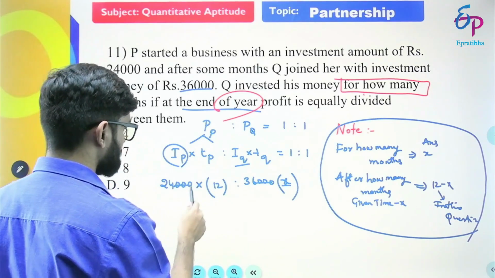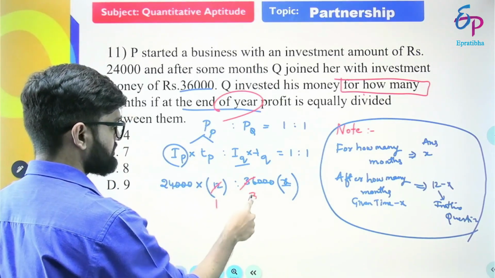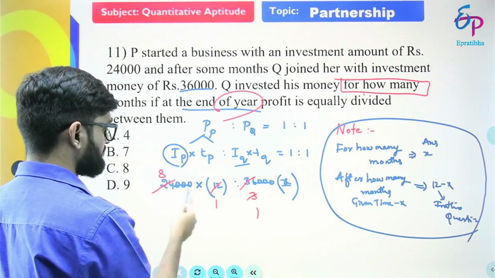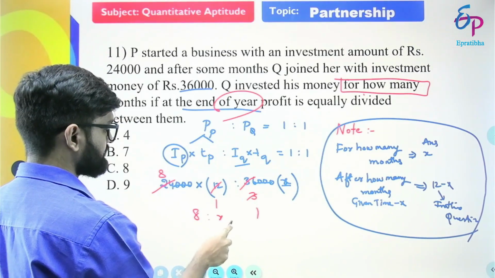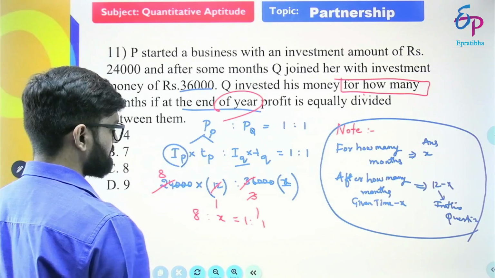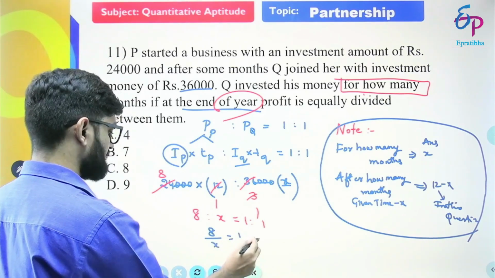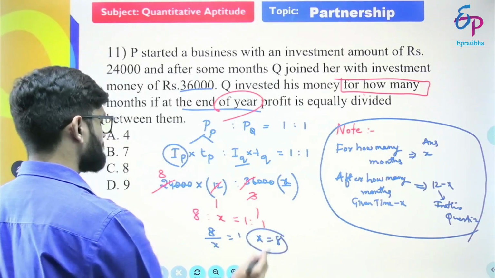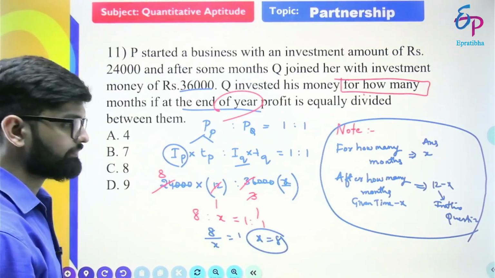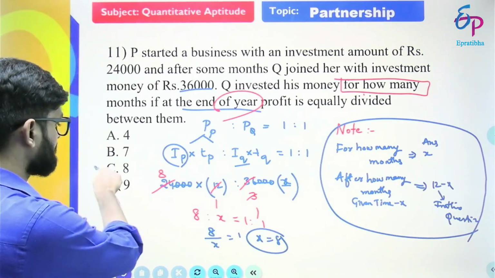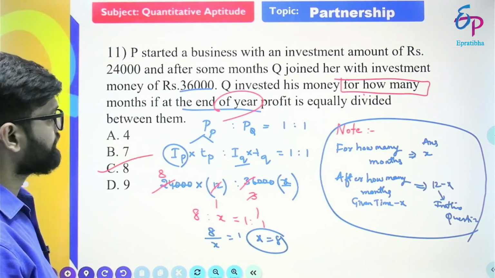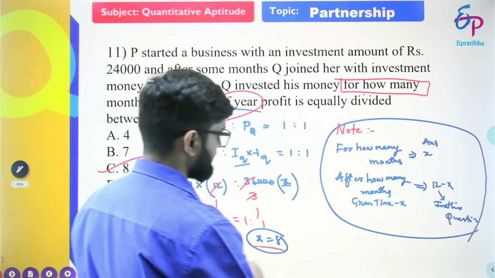Zeros cancel, 12 ones are 12, 3 ones are 3, 3 eights are 24, so 8 is to X is equal to 1 is to 1. So 8 by X is equal to 1 by 1, X is equal to 8. So how many months has Q stayed in the partnership? Q is there for 8 months. For how many months he is there means you have to take the X value only.